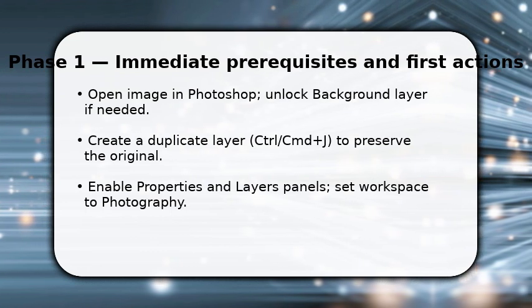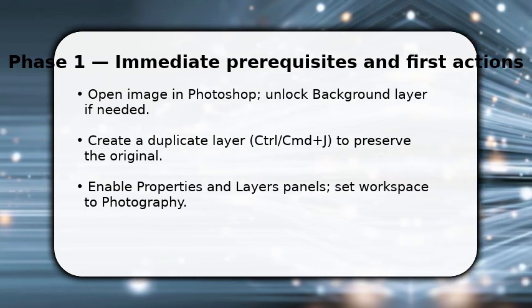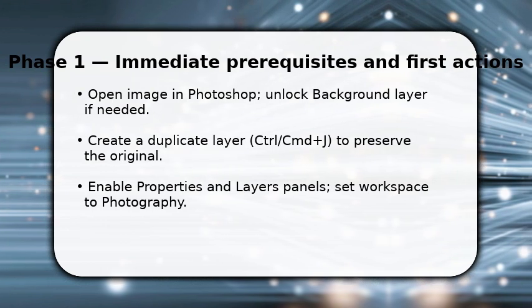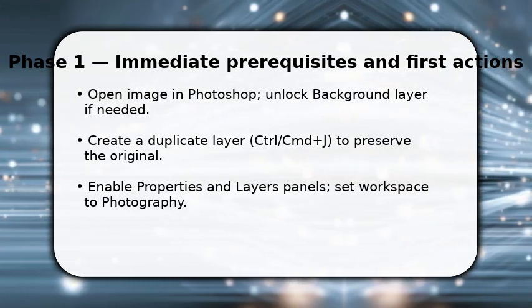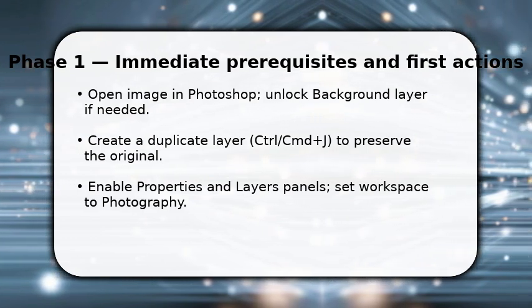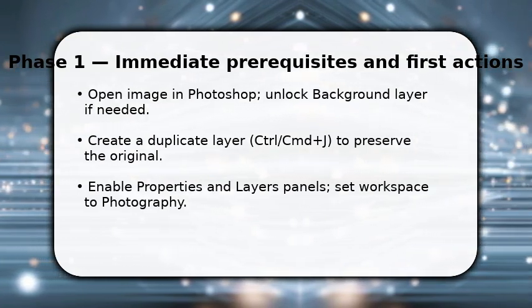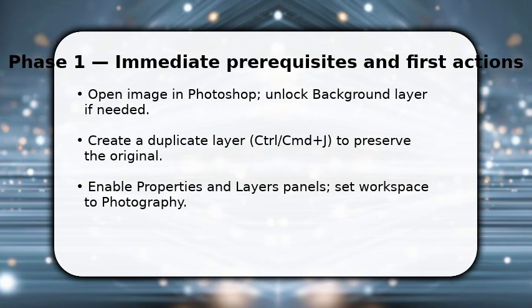They hold key controls. Next, convert the duplicate to a smart object if you plan to use filters. This preserves editability. Now select the subject using Quick Selection or Select Subject. You want a clean mask before adjusting brightness, because altering global.